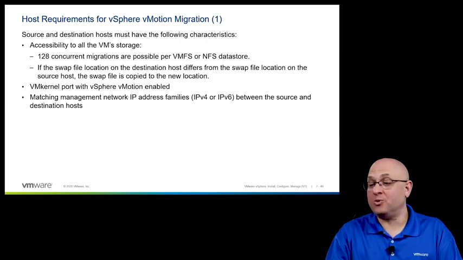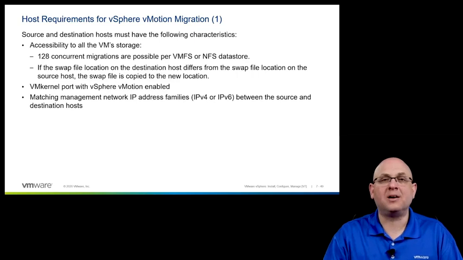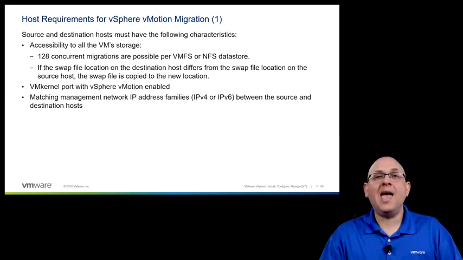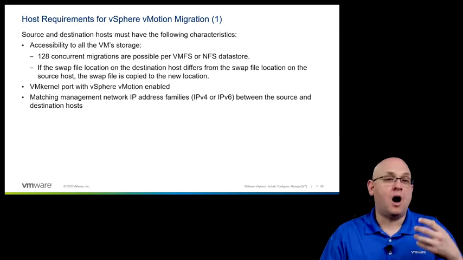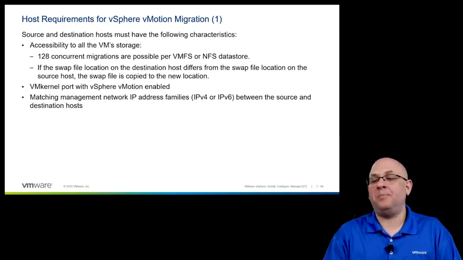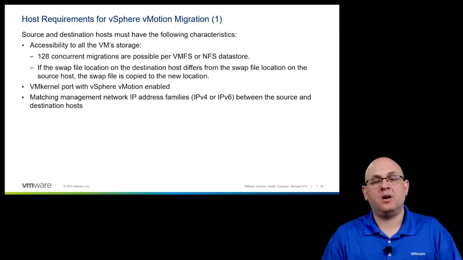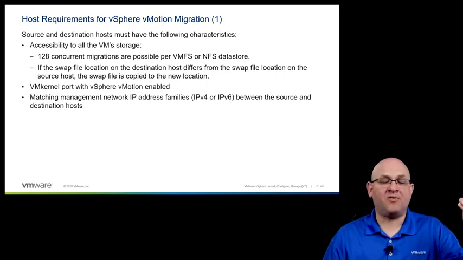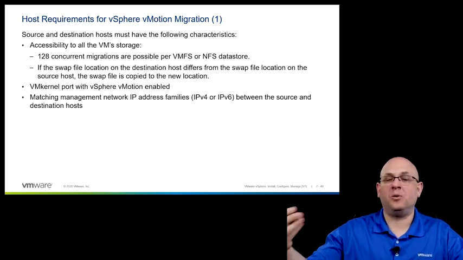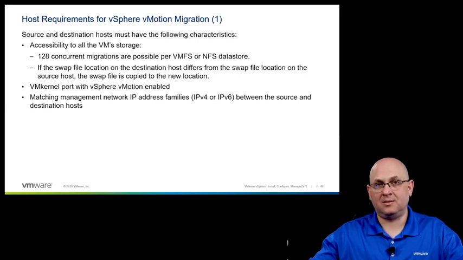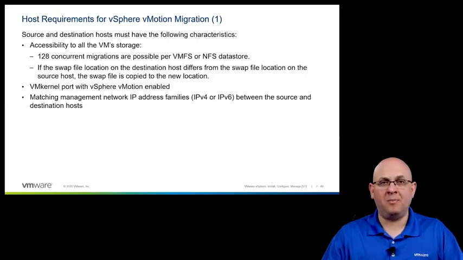You, of course, have to have your VM kernel port with vMotion enabled. So there's a little checkbox that says vMotion. And you have to have IP address compatibility, meaning all IPv4 or all IPv6. We cannot do vMotion between a VM kernel port enabled for IPv4 to a VM kernel port enabled for IPv6. So it's got to be all either IPv4 or all IPv6.